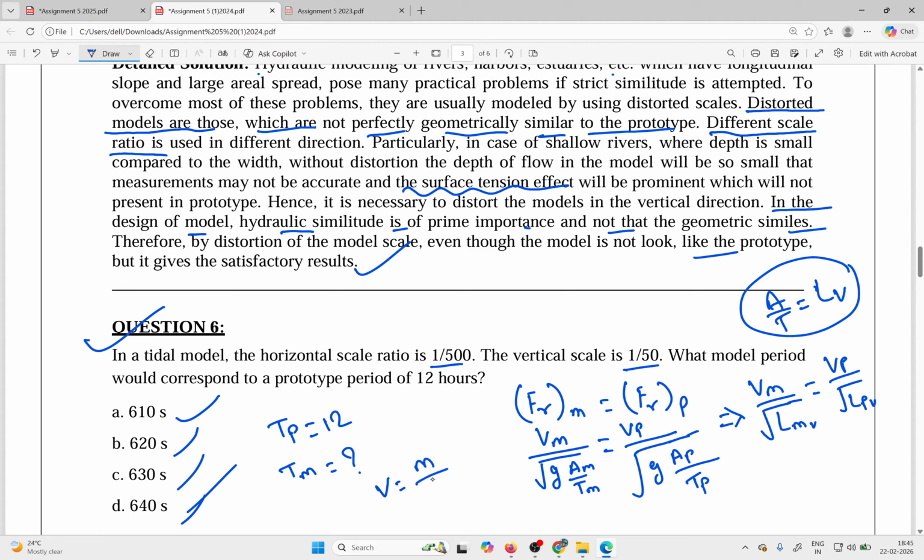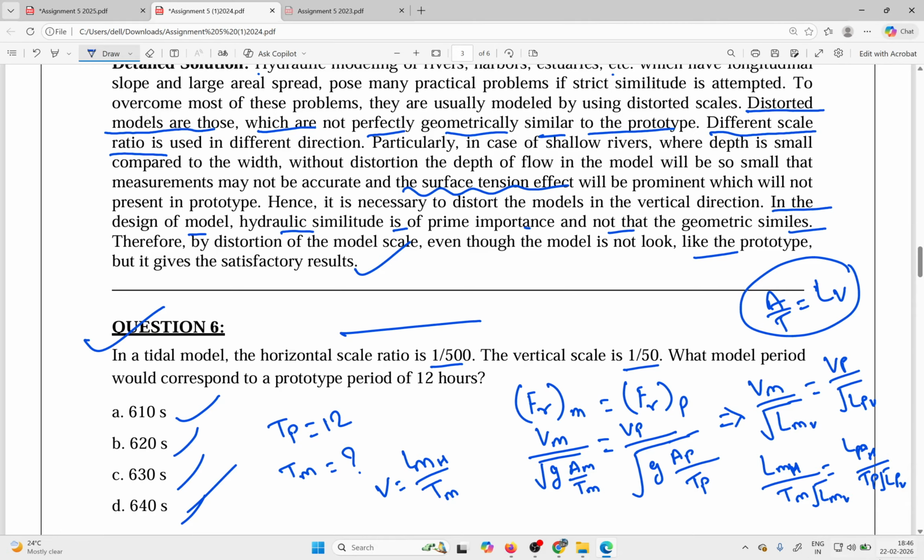Meter per second. This is length along the horizontal scale. Velocity is associated with the horizontal scale. So Lm horizontal and Tp, Tm. So here you can write Lm horizontal divided by Tm root Lm vertical, equal to Lp horizontal divided by Tp root Lp vertical.